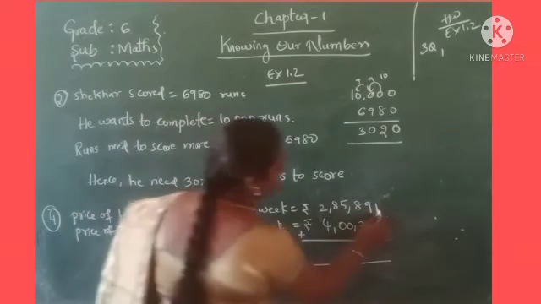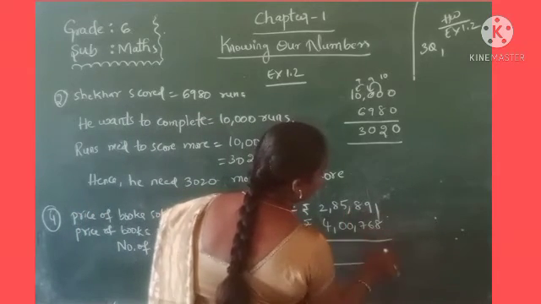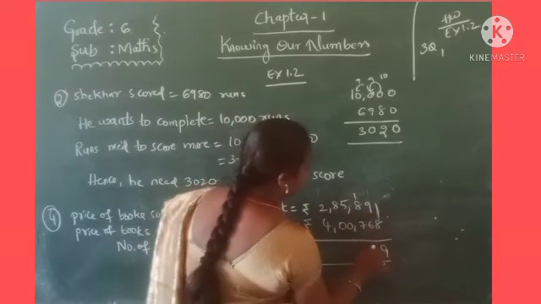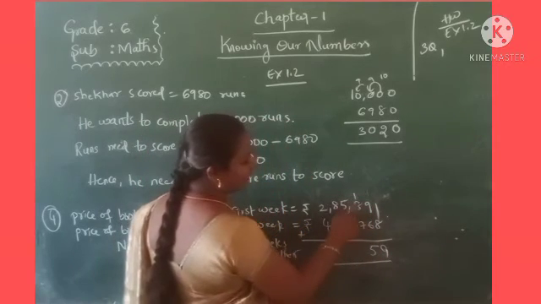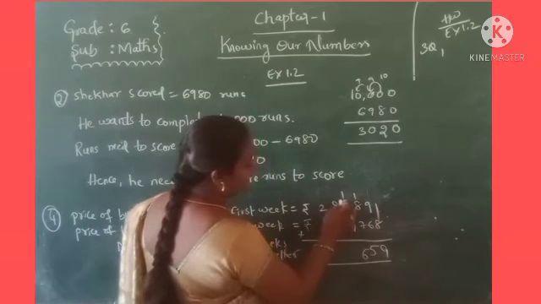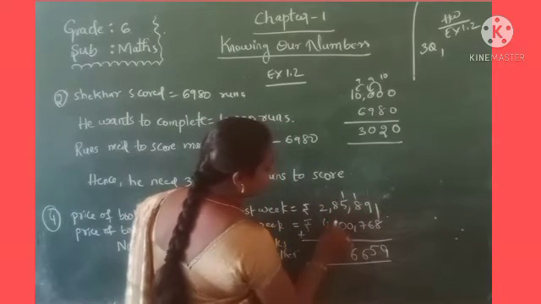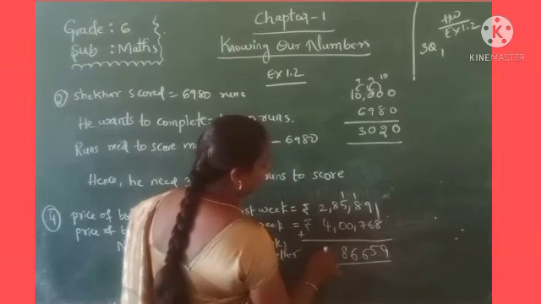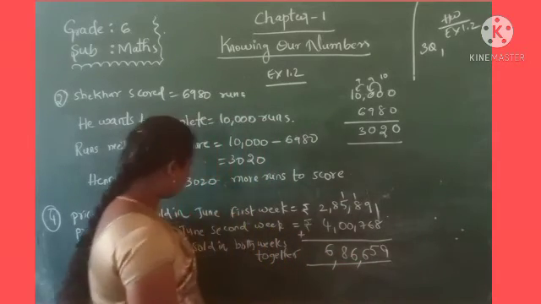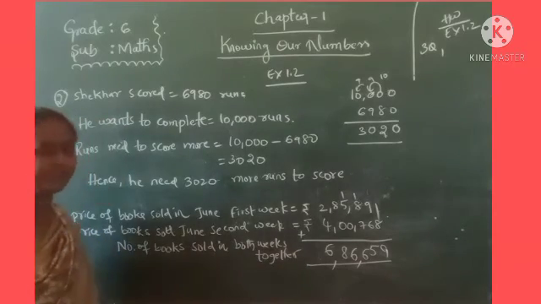That is 1 plus 8, how much? 9. 9 plus 6, 15. And 8 plus 1, 9. 9 plus 7, 16. Again, 5 plus 1, 6. 8 plus 0, 8. And 2 plus 4, 6. That is how much she got in both weeks together?